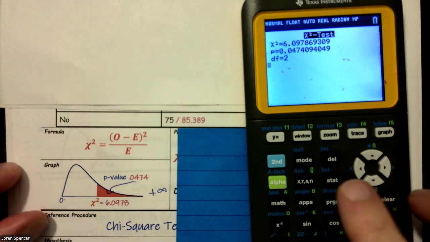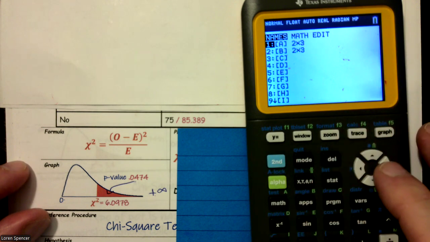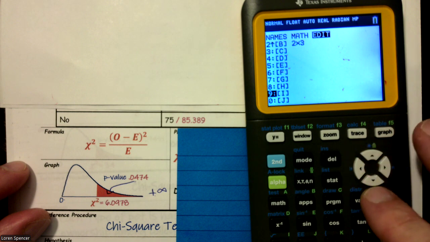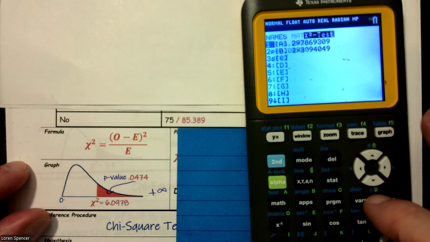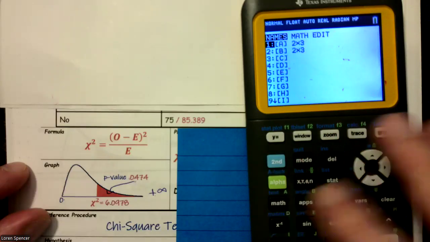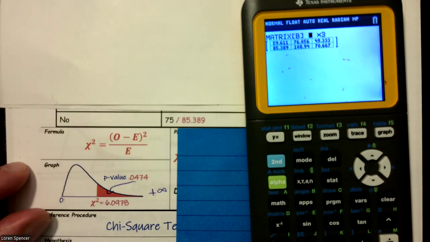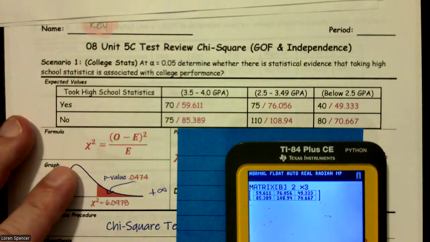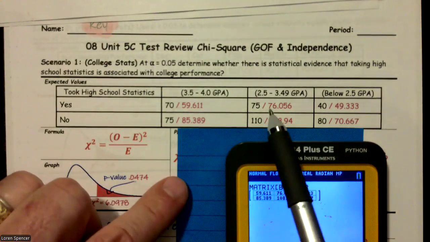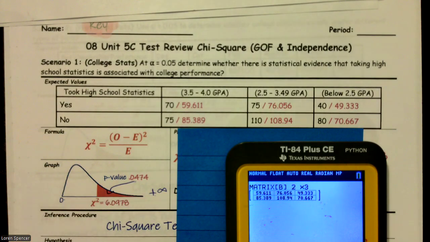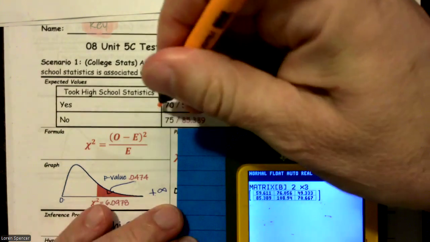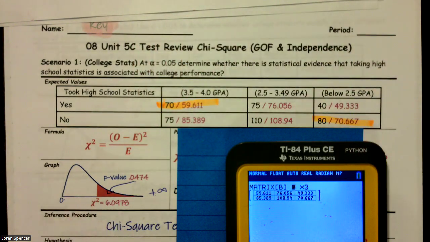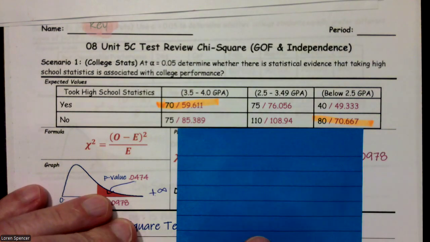So I can press blue matrix, arrow over to edit, and drop down to letter B. Let me do that again. Blue matrix, edit, drop down to B, press enter. Now we have all of our expected values, 59.61. All we concern ourselves with are the first one and the last one, because those are the ones we're going to use to show for our plug.